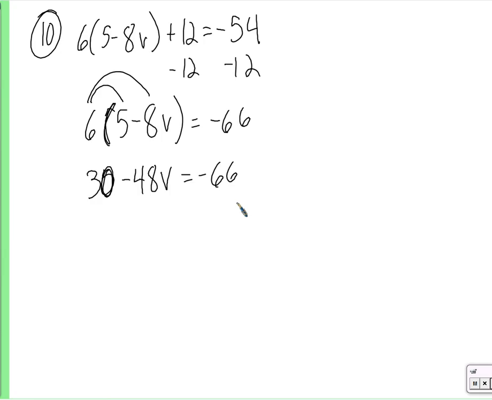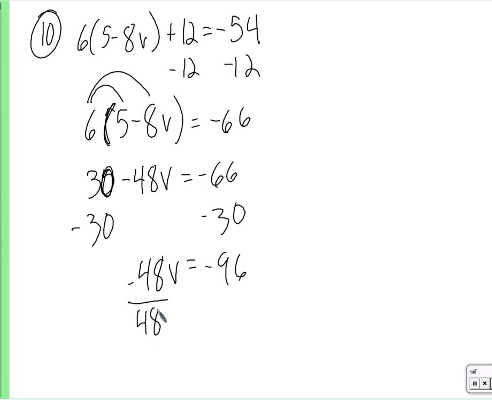Negative 48 V. Don't forget the V. Okay, now what? Josie? You subtract 30. Subtract 30, subtract 30. Now we're to negative 48 V equals negative 96. Alex? You divide by 48 on each side. Divide by 48? Yeah.